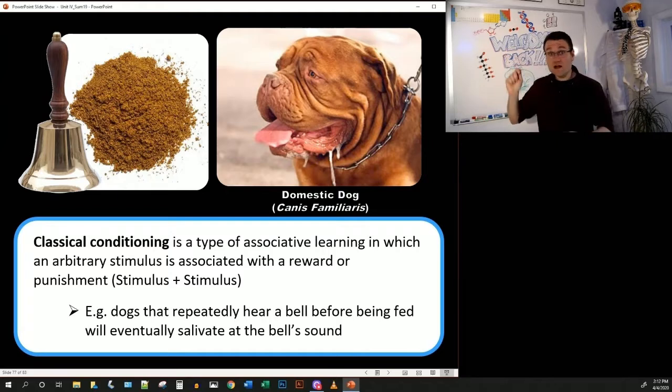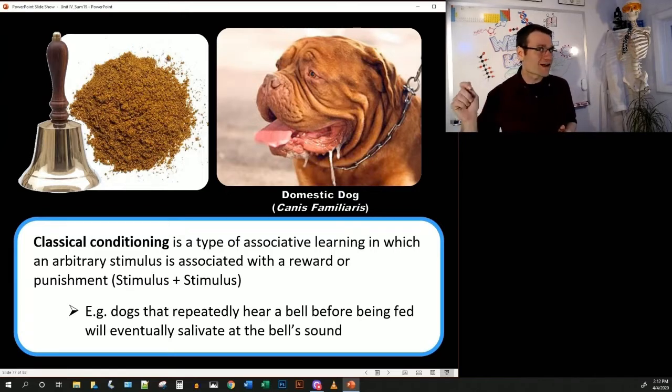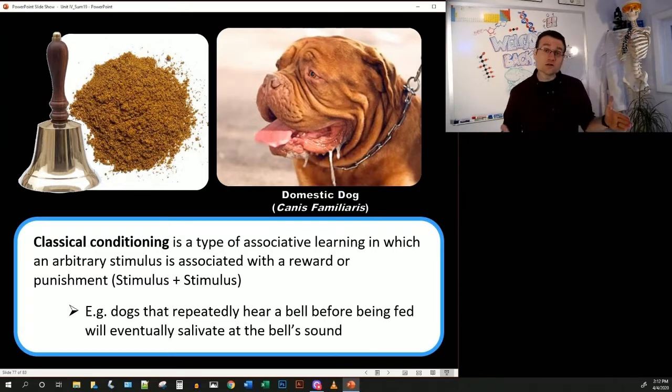Meat powder, bell. Meat powder, bell. And then bell, but no meat powder. What did the dog do when he rang the bell with no meat powder after a long time of pairing these two things together? Well, the dog, I'm sure, was looking for the meat powder, but his physiological state shifted into gear in anticipation of that meat powder.